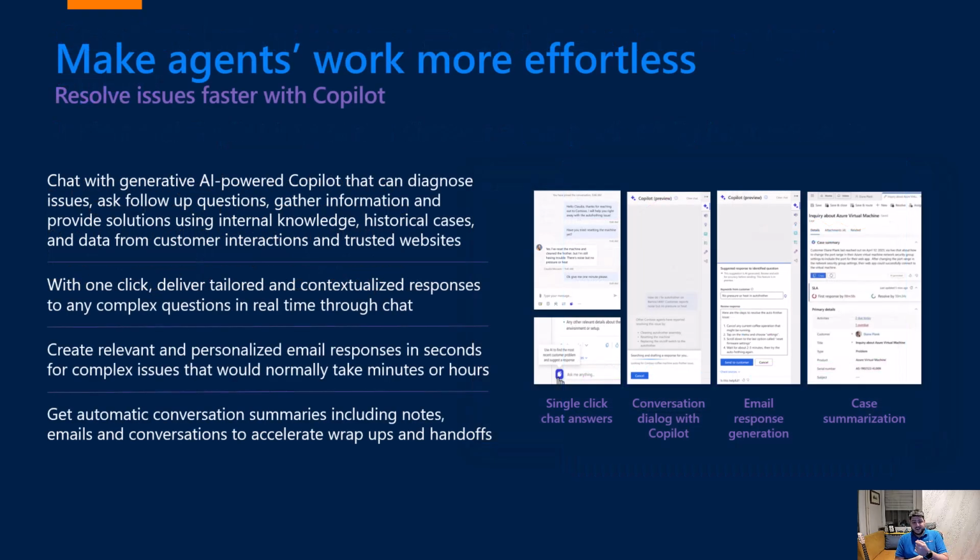And what else, besides some basic summarization, can Copilots in customer service applications do? They can easily give single-click chat answers. What that means is that you can start chatting with the customers, and Copilot can propose what you can possibly answer to them. Also, they can give you the full conversational dialogue using Copilot, so it can understand how the conversation is going. They can really help from the perspective of the full conversation with the customers.